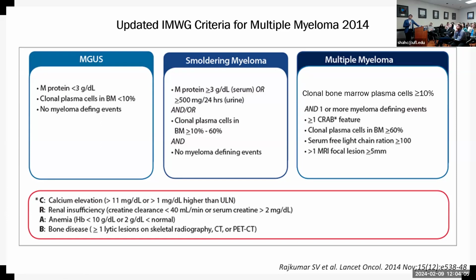So if we have SLiM CRAB criteria, for the latter three criteria you don't have to have end organ damage. Because they propose these patients have significantly high mortality, we don't have to wait for CRAB features if we can identify even one of those. So that was added in 2014.